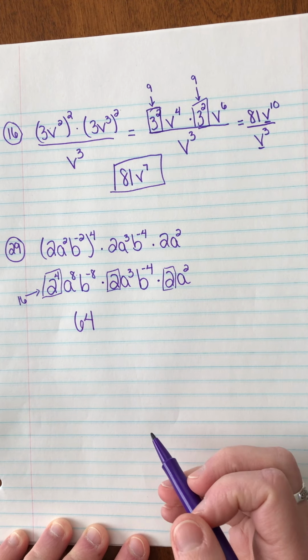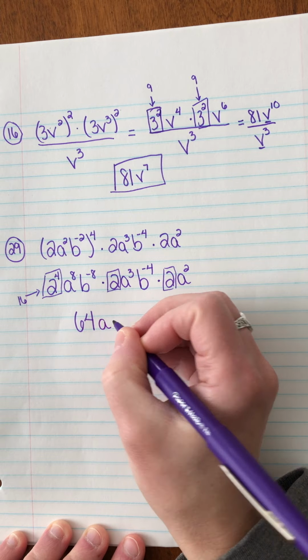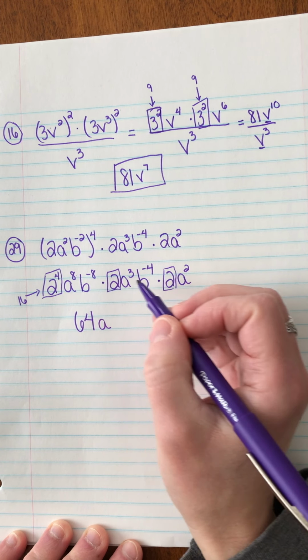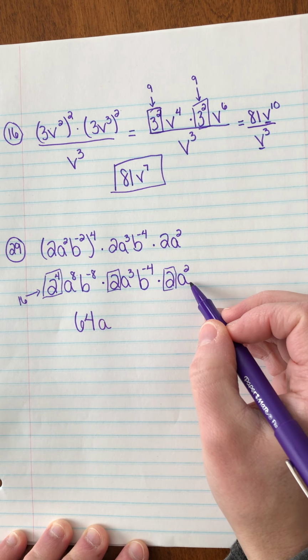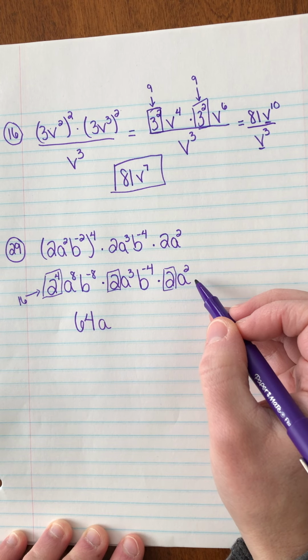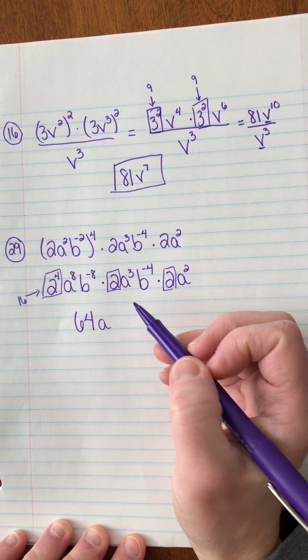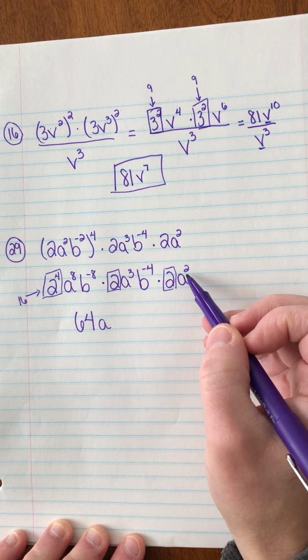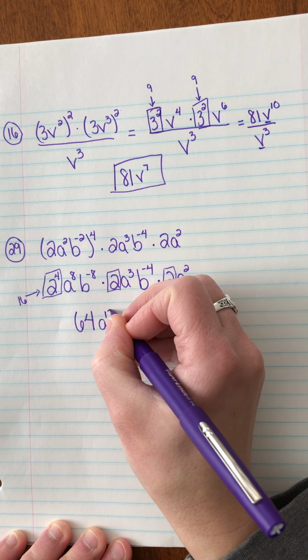Okay, so now we've got all of the numbers, the coefficients, combined by multiplying because they're all multiplying. And now we deal with the a. So I've got a to the 8th times a to the 3rd times a squared. So I'm going to add those exponents. 8 plus 3 is 11, plus 2 is 13.